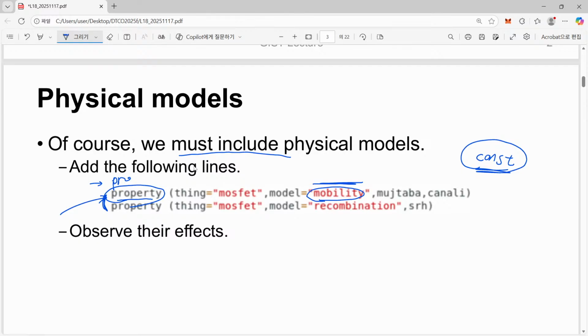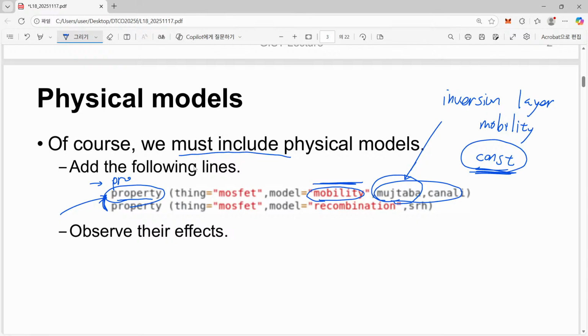So anyway, if you don't specify mobility, then the constant model is used. However, if you specify something here, then that is additionally applied. Additionally here means that this is the name of a certain model's author. Maybe he was a student of Stanford, and it is related with inversion layer mobility.